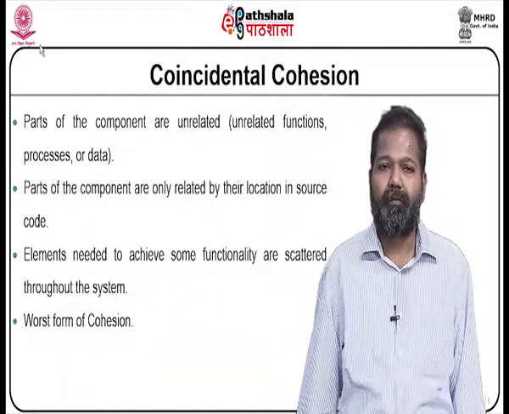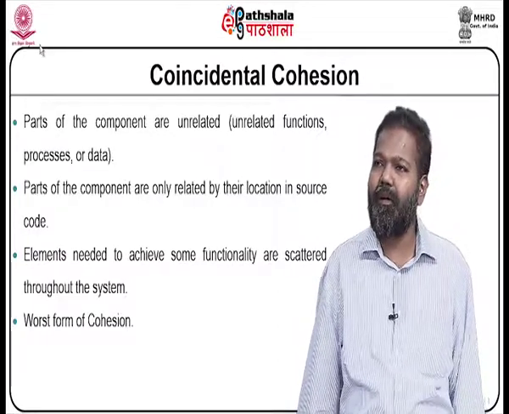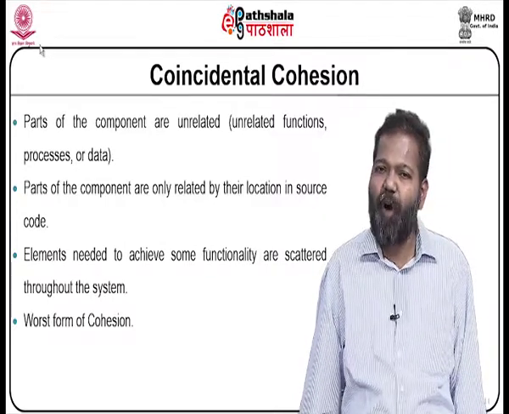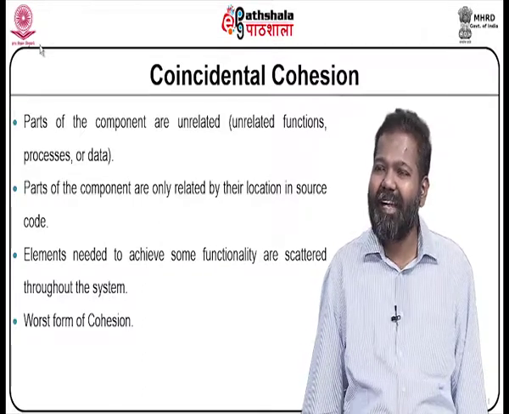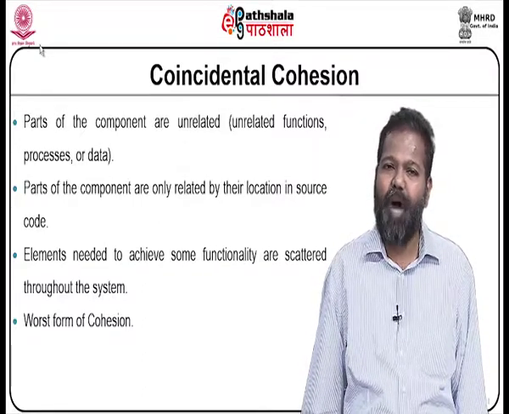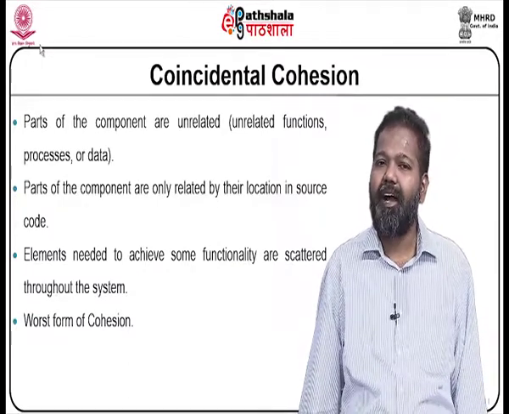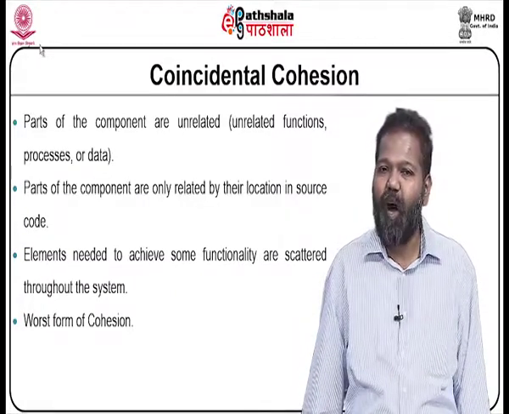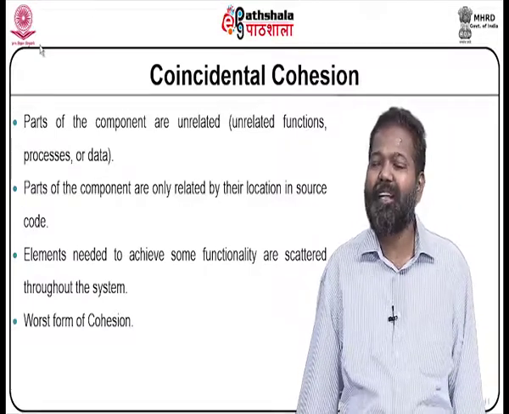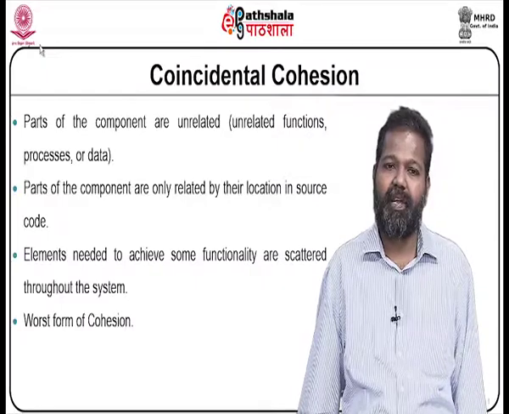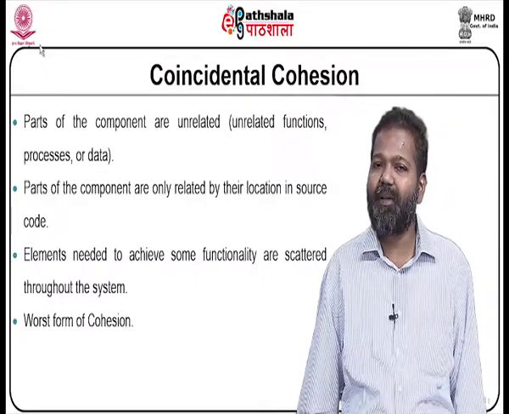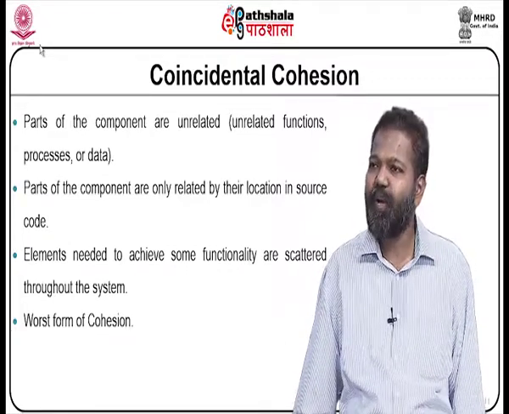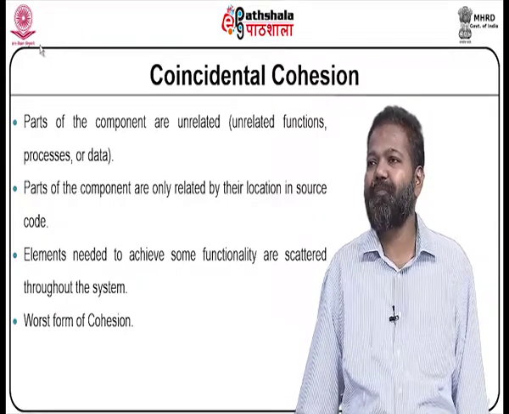Coincidental cohesion: parts of the component are unrelated, or to state it in other words, a module is said to have coincidental cohesion if it performs multiple unrelated tasks. Parts of the component are unrelated functions, processes, or data. Parts of the component are only related by their location in the source code. Elements needed to achieve some functionality are scattered throughout the system. Coincidental cohesion is the worst form of cohesion.